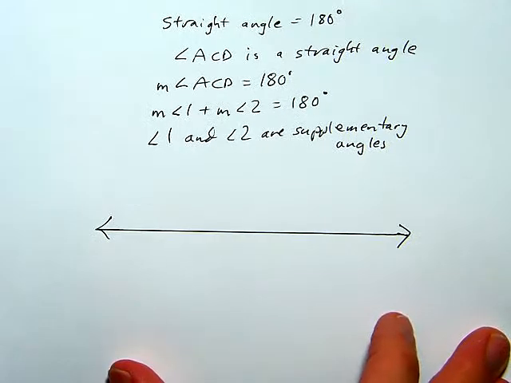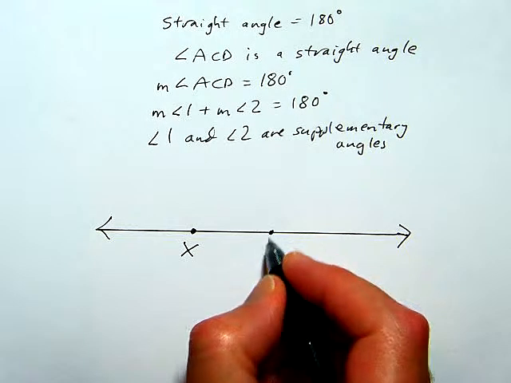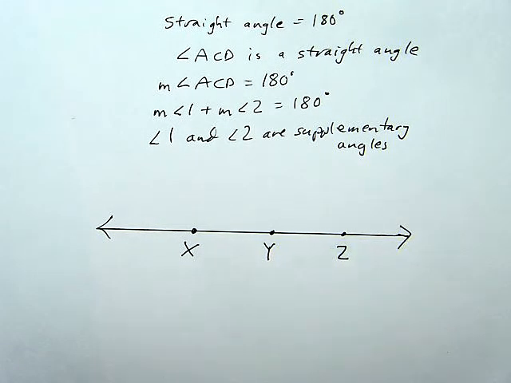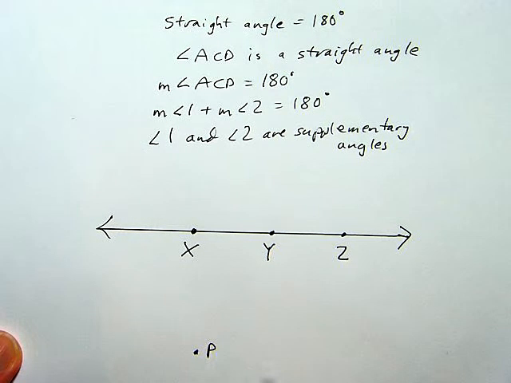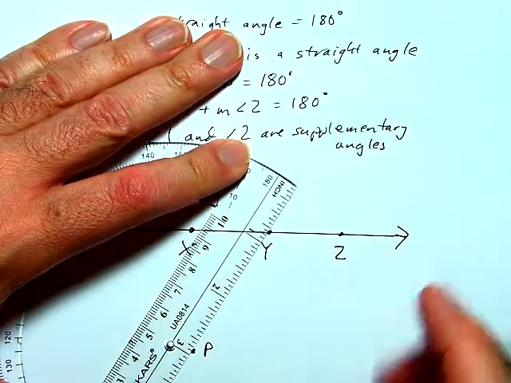And let's say I pick 3 collinear points on this line, X, Y, and Z. And then let's say I take a point P that's below the line, over here. And now I pick the middle collinear point and draw ray YP.